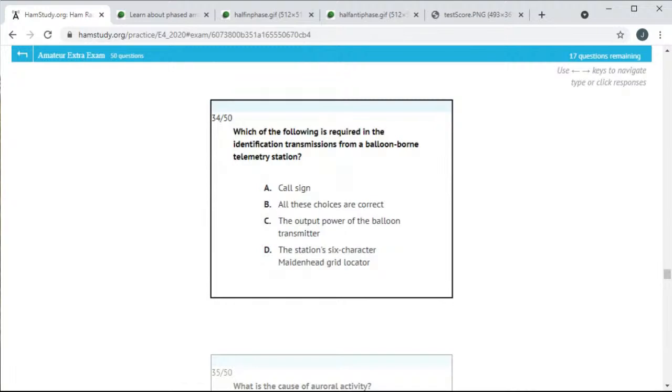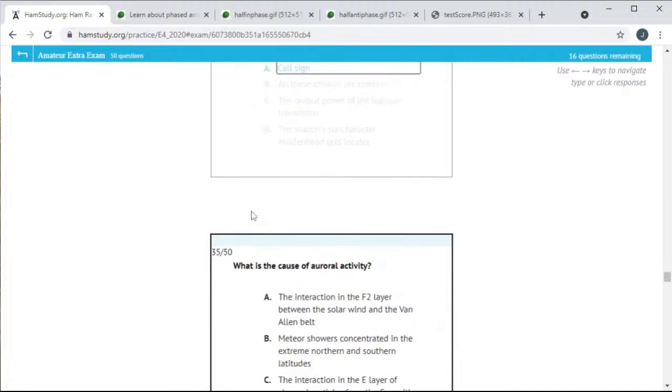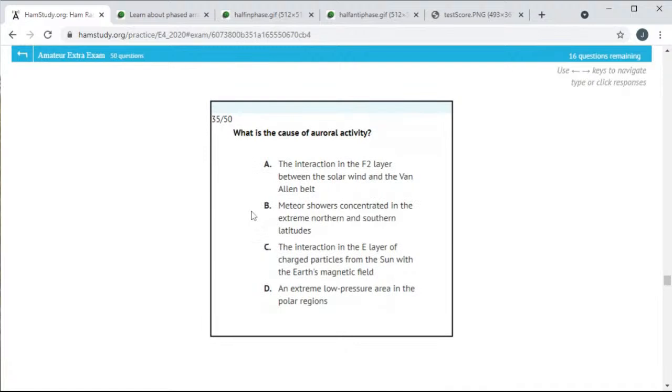Which of the following is required in the identification transmission of a balloon-borne telemetry station? I see the right answer as A, call sign, and I'm going to move on. Call sign is what's needed for identification.